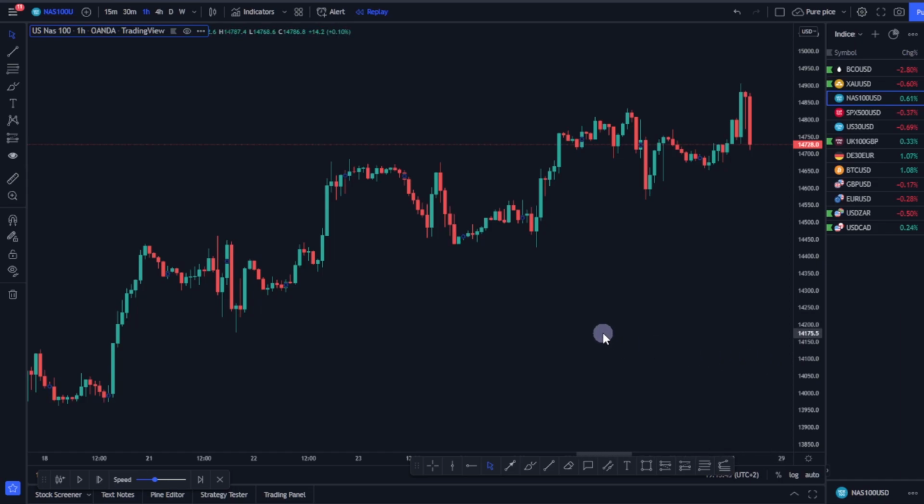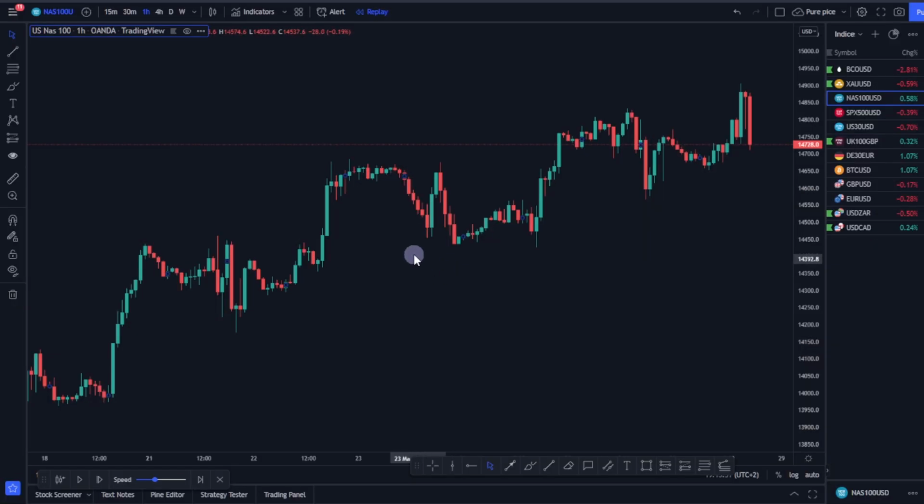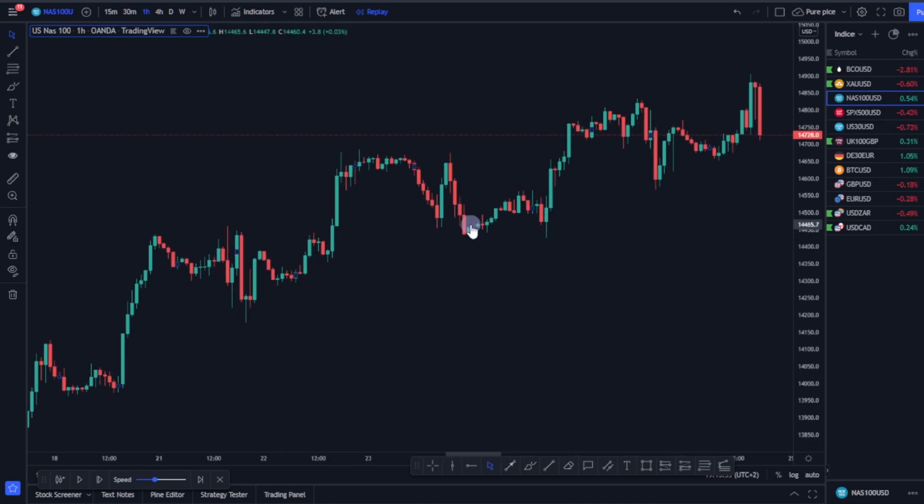So today we're going to be speaking about trend trading, more especially drawing trend lines. So here I've opened my chart. We can see that price is at the moment moving in an uptrend. So when it comes to a trending market, there are two possible entry methods. But I'm gonna focus on one method today.